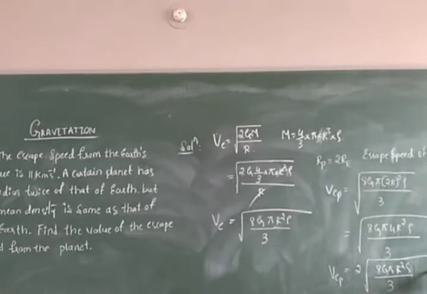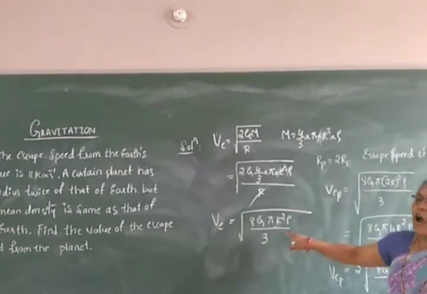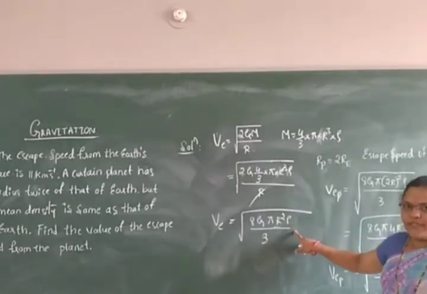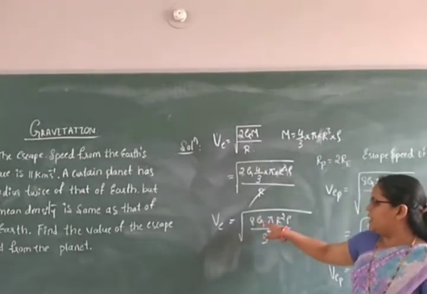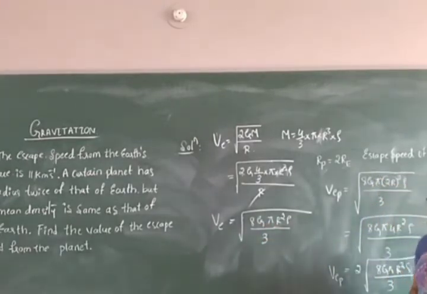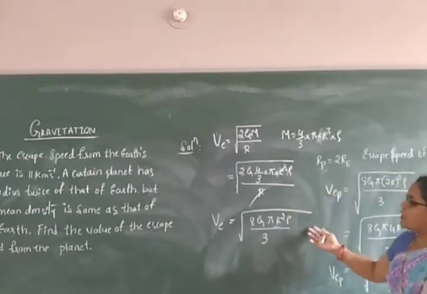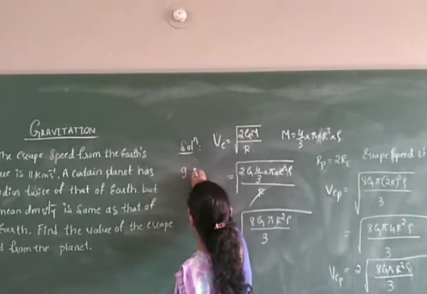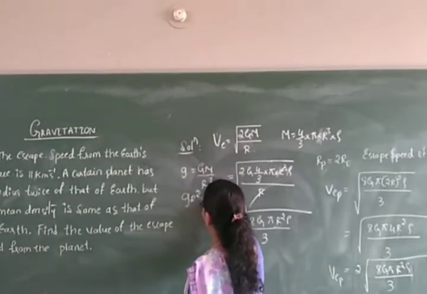Just concentrate here. Escape speed of an object or a body which is on the surface of the earth: how much is it? Root of 8G pi r square rho by 3. You may ask the question, how did we get this? Because of the acceleration due to gravity. So what is this acceleration due to gravity? g is equal to GM by r square, so gr square is equal to GM.